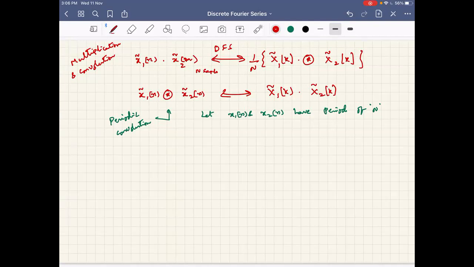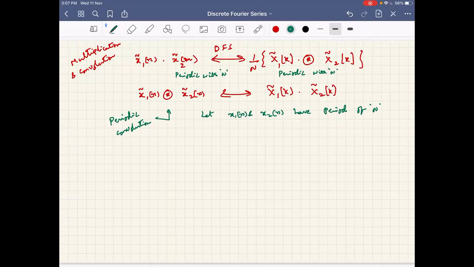In fact, it's not the length of the sequence, it is the period of the sequence, right? So periodic with period n. Then DFS also is periodic with period n. So how does it happen? This happens because this is not a normal convolution, this is a periodic convolution. We'll see why it comes and what it means.